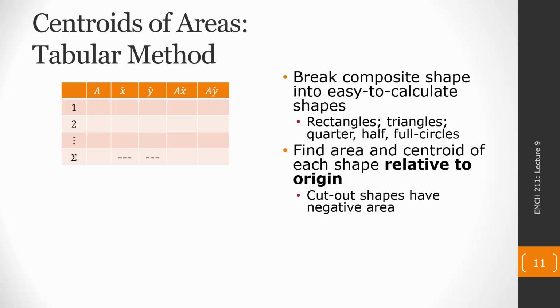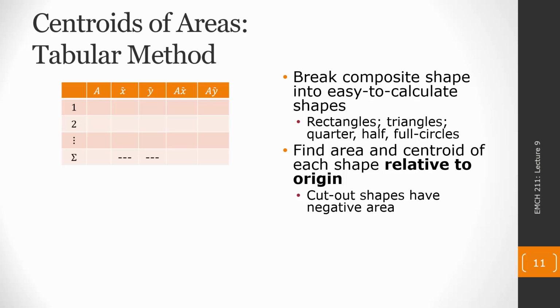Things like rectangles, right triangles, quarter circles, half circles, full circles. And what we can do is build our shape up with these positive shapes of rectangles, triangles, etc. Or we can build our shape up and then also make cutout shapes that we're going to represent using negative areas. But we're going to partition our shape into these easily identifiable and calculatable subshapes.